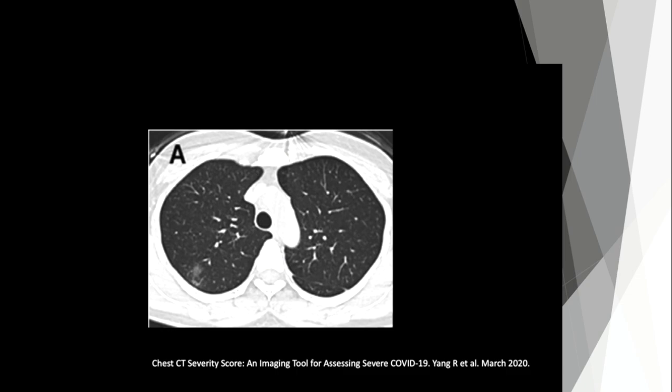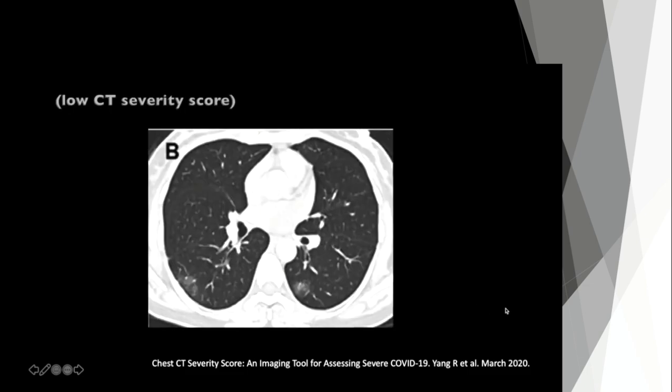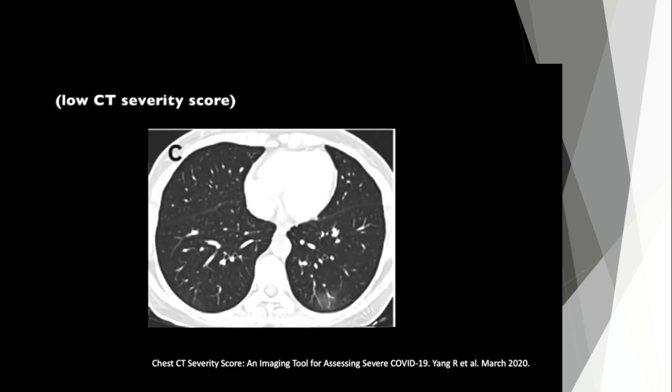And so these images are from this paper that was published on March 30th, 2020 in Radiology. And so the reference is down here by Yang et al. And so you see here, this is a patient who had mild COVID-19 with bilateral rounded ground glass opacities.